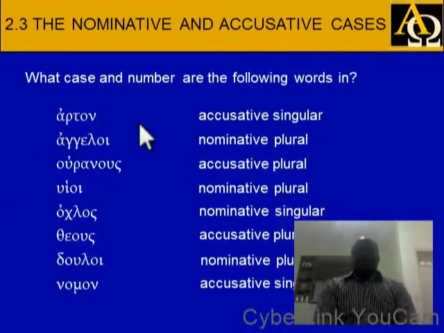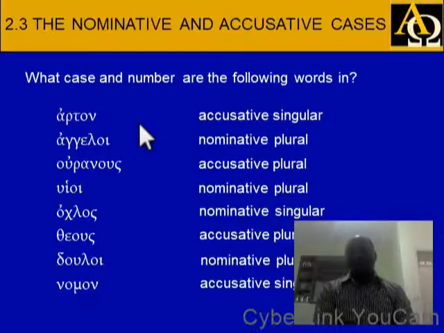So now let's say what the case and number for the following words is. Arton. Arton is accusative singular. Comes from artos. Okay, accusative singular. So you just look in that chart and be able to come up with this information. Angeloi is a nominative plural. Uranus is accusative plural. Huioi, nominative plural. Oklos, nominative singular. And the rest.